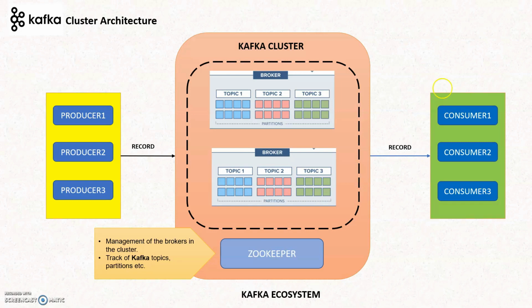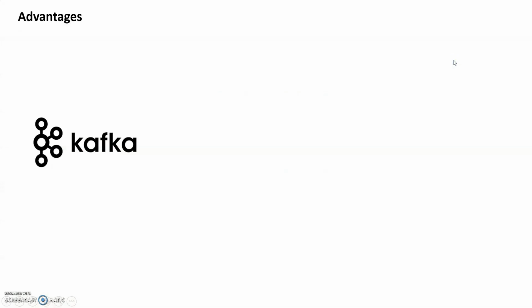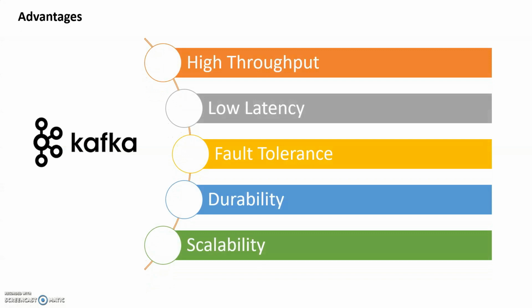So let us move on to the next slide, which is the advantages of Kafka: high throughput, low latency, fault tolerance, durability, and scalability. These are the important points one should keep in mind, that these are the advantages that Kafka always provides.